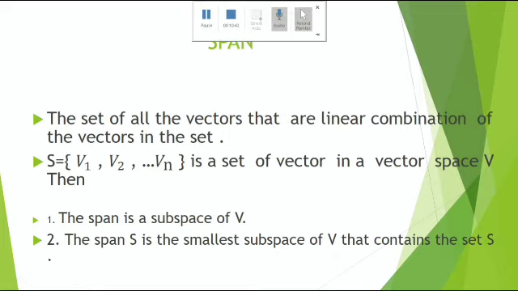So let us proceed to the span. The set of all vectors that are linear combinations of the vectors in the set v1, v2, up to vn, in a vector space V, is called the span. Then the span is a subspace of V. The span is the smallest subspace of V that contains that set S.